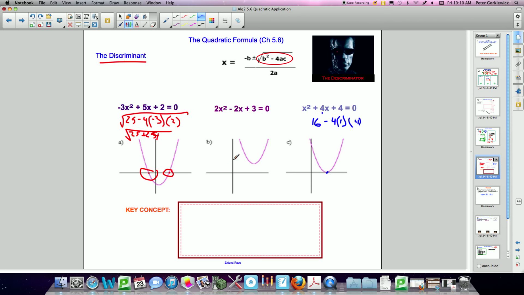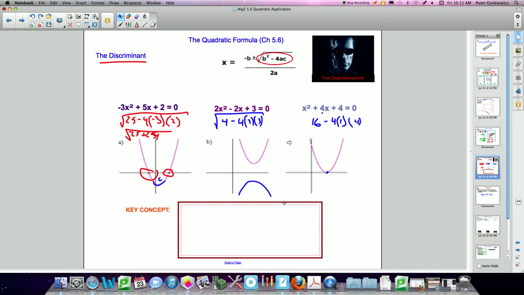Yeah? And then this, when you try this guy, if you plug in b squared, you get 4 minus 4 times a, which is 2, times c, which is 3, right? So you're going to end up with a negative answer, right? When you try to take the square root of that, you can't. So it tells you that there are no solutions. It never touches the x-axis. It's either above it or it's inverted and below it, right? This guy kind of looks like a little smiley face guy.